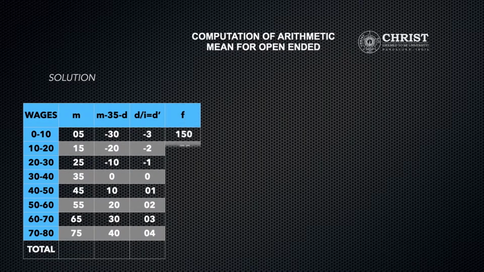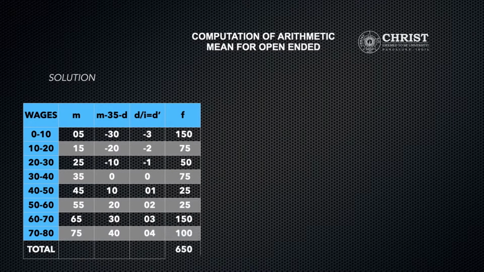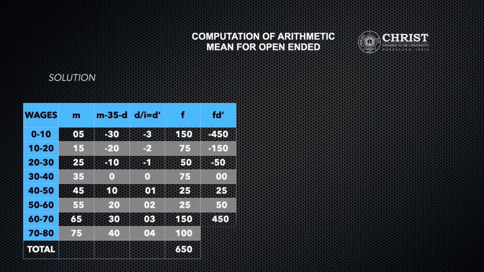Now the frequency values we have converted into ordinary frequency values. So first frequency is 150, 75. Next is 50, 75, 25, 25, 150 and 100. So total is 650. Now the values we have got, FD dash values total is 275.